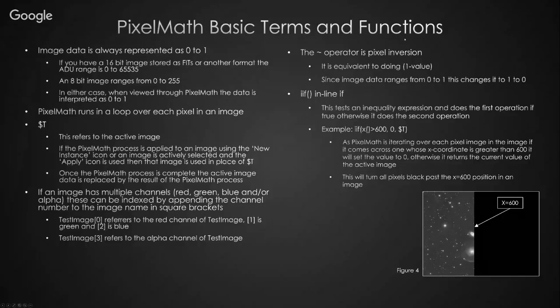You occasionally see the tilde operator in pixel inversion. This is a 1 minus value. So that's directly what it is. It's equivalent to saying 1 minus $T or something like that. This works really well because the data is always compressed to 0 to 1, and then it effectively changes that value to 1 to 0, right.